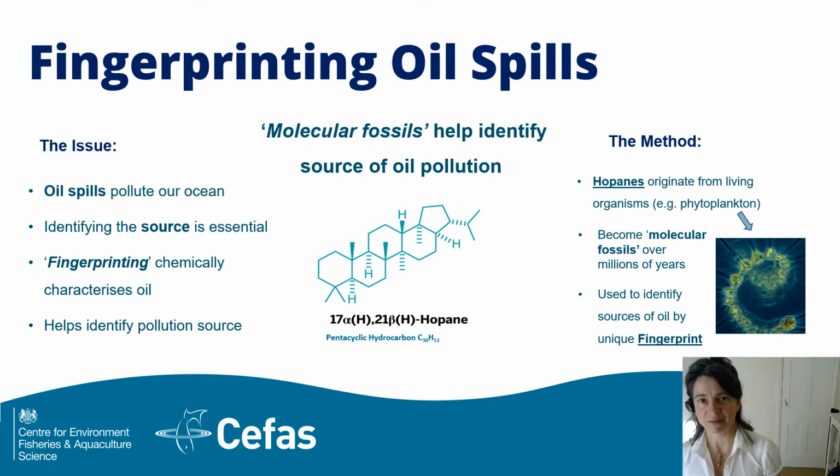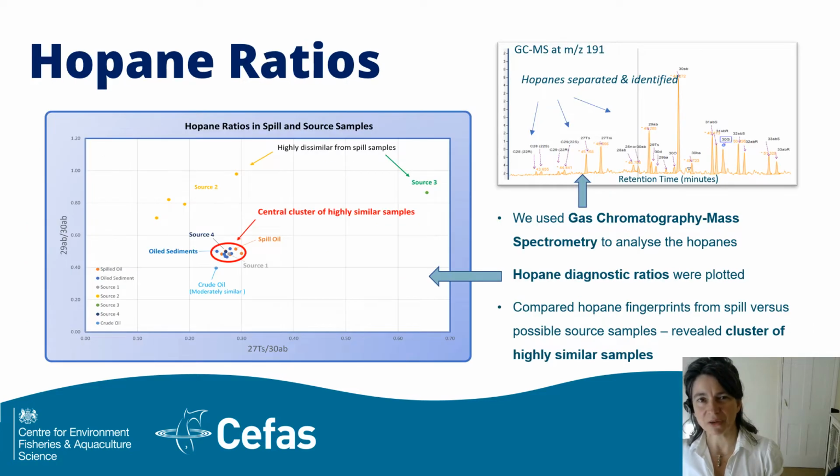middle of your screen. We used gas chromatography mass spectrometry to analyse the hopanes. You can see an example plot top right of your screen where we have separated and identified the individual hopanes, represented by the individual peaks in the plot. We then plotted the ratios of the hopanes, and you can see this in the centre plot of your screen.